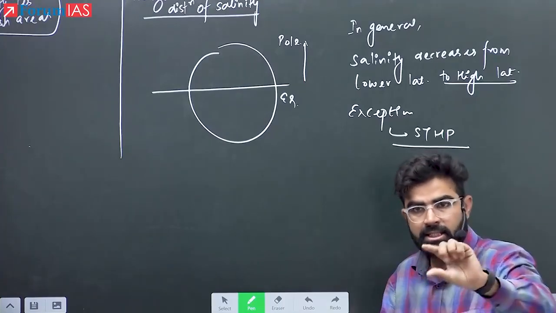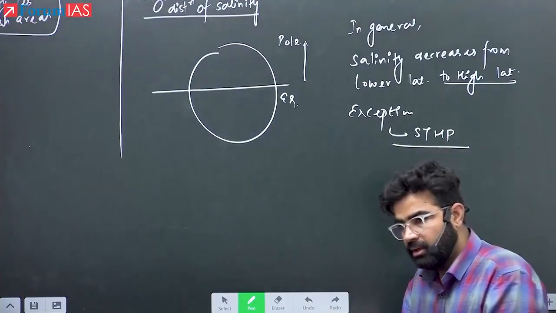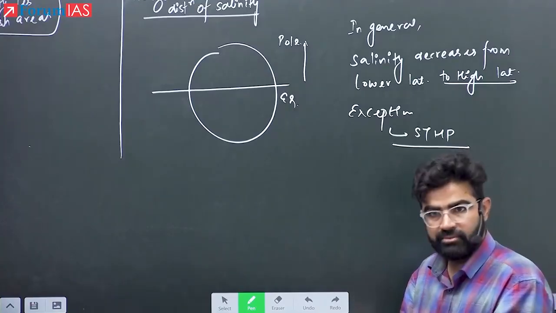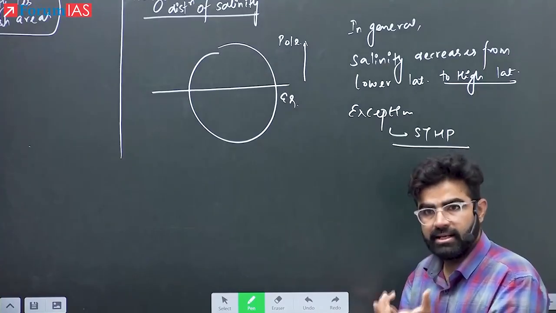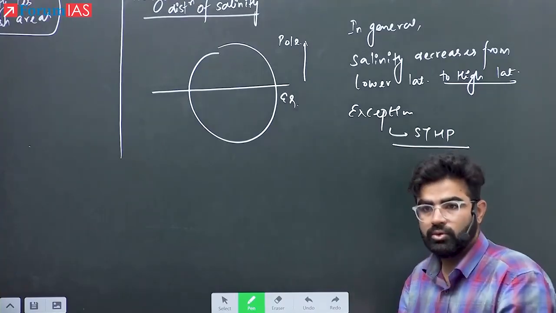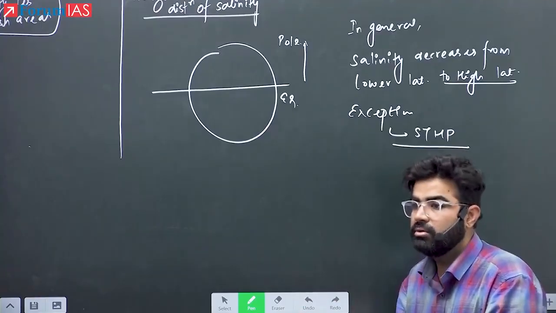Upper layers. And when you go towards the polar areas, what will happen? Number one, insolation will reduce. If insolation is less, temperature will reduce. If temperature is less, salinity will slightly increase. In the polar area, there is no insolation. More or less, there are only glaciers, so the fresh water would be there.